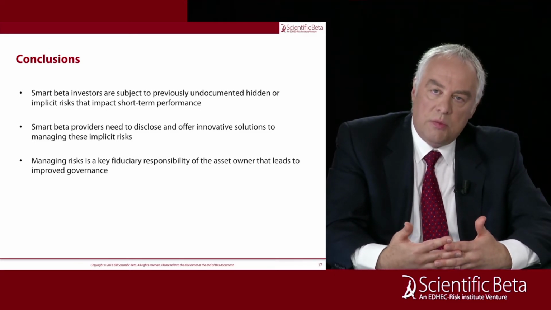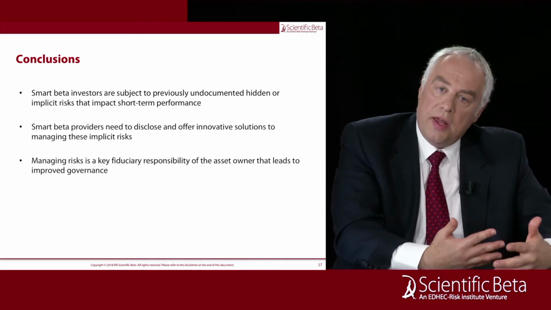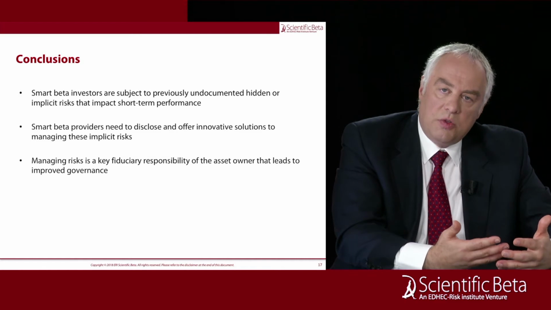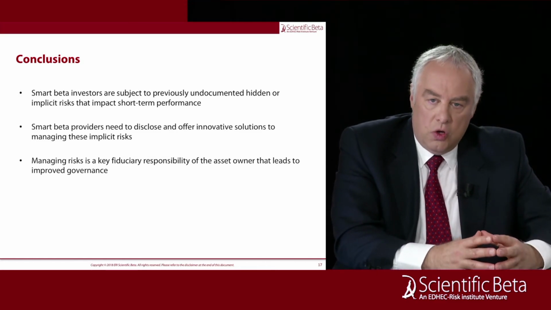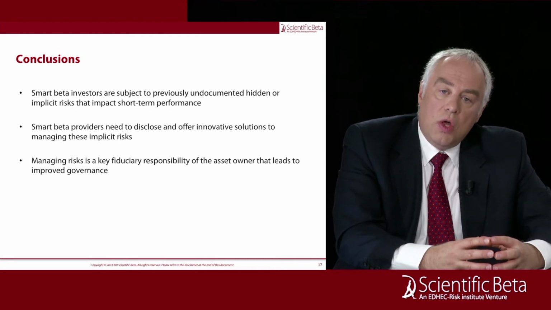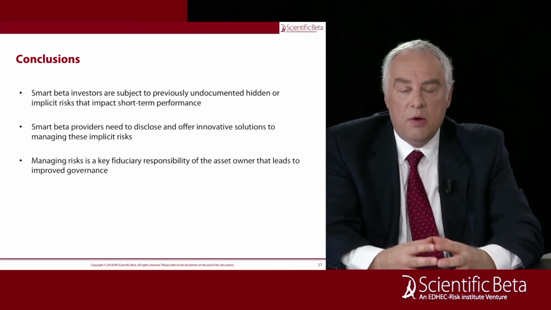So looking at recent performance is not enough. I think you do need to look at these hidden risks and think about what the adjustment has had in terms of impact on short-term performance. Smart beta strategies also need to disclose and offer innovative solutions to adjust for these implicit risks. That's exactly what we do.